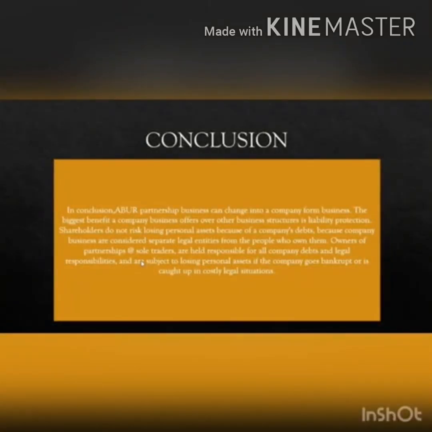A partnership business can change into a company form of business. The biggest benefit a company business offers over other business structures is liability protection. Shareholders do not risk losing personal assets because of a company's debts. Company businesses are considered separate legal entities from the people who own them. Owners of partnerships or sole traders are held responsible for all company debts and legal responsibilities, and are subject to losing personal assets if the company goes bankrupt or is caught in a costly legal situation.